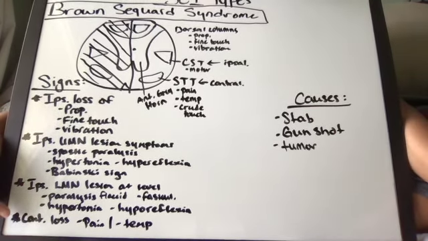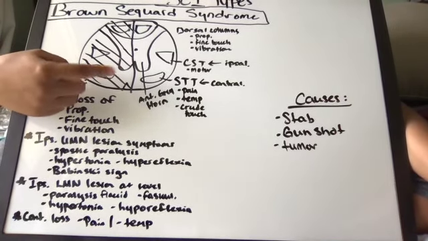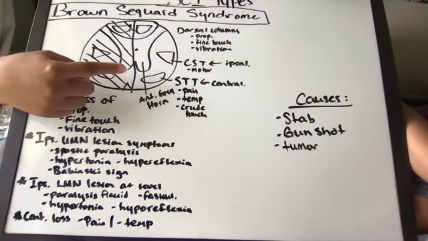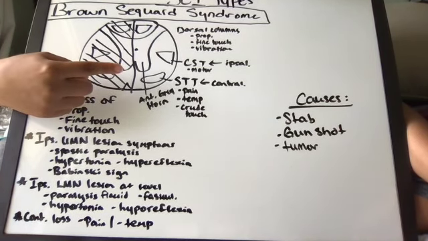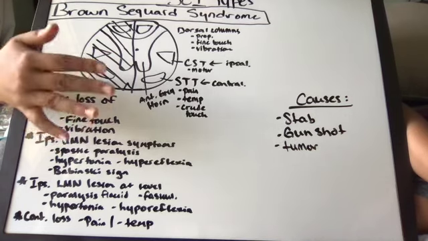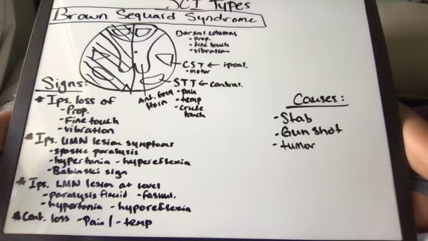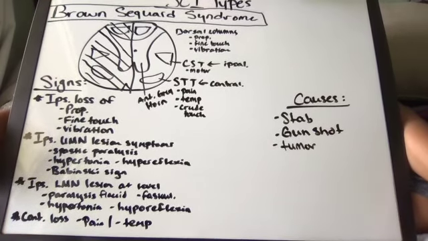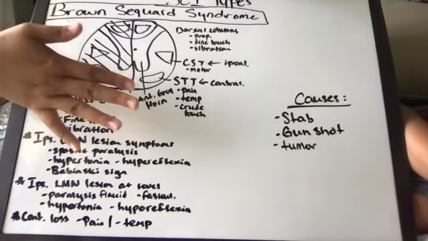Then contralateral. Why contralateral? Because the spinothalamic tract crosses at the anterior white commissure, crosses here. So it's going to be opposite side loss of mostly pain and temperature. Still, maybe some crude touch could be lost as well. So ipsilateral loss of pretty much everything because it affects everything on one side.